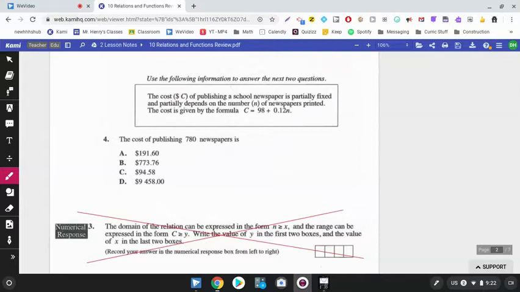I didn't like it. The cost of publishing a school newspaper is partially fixed and partially depends on the number of newspapers printed. The cost is given by this formula. Okay, cost equals 98 plus 0.12n. Great.